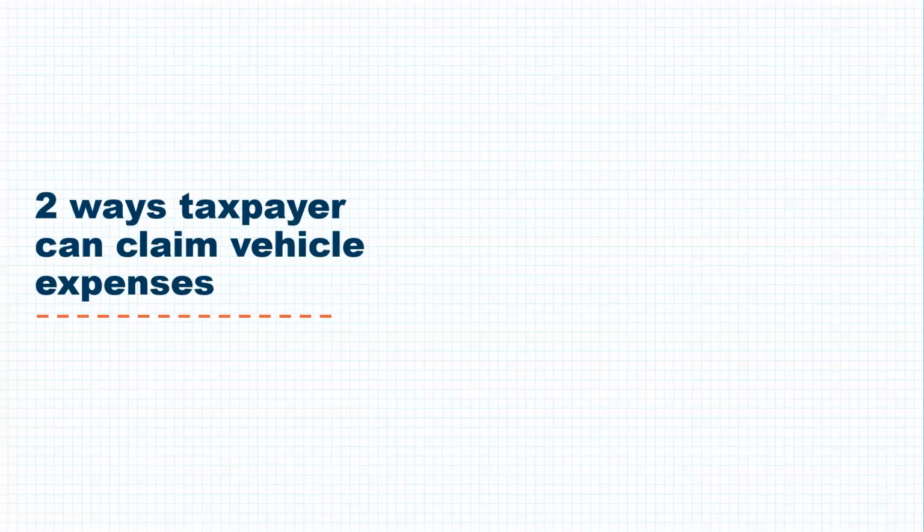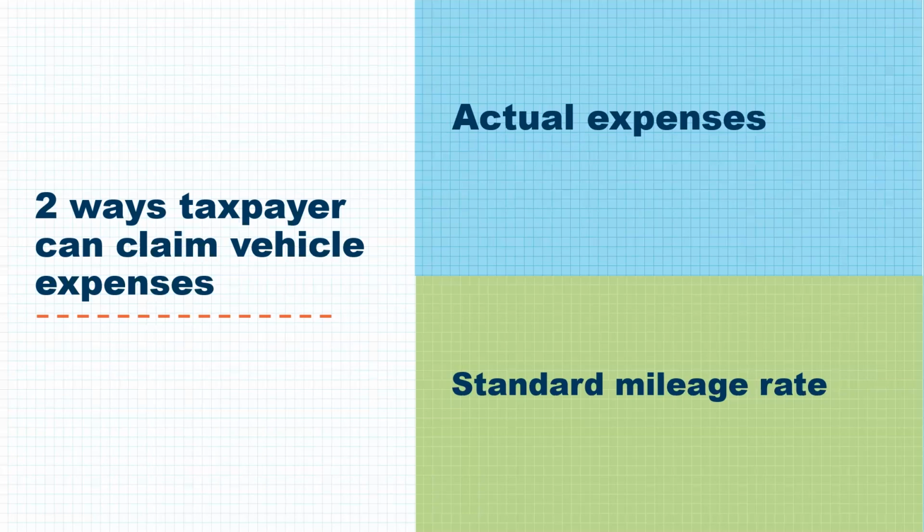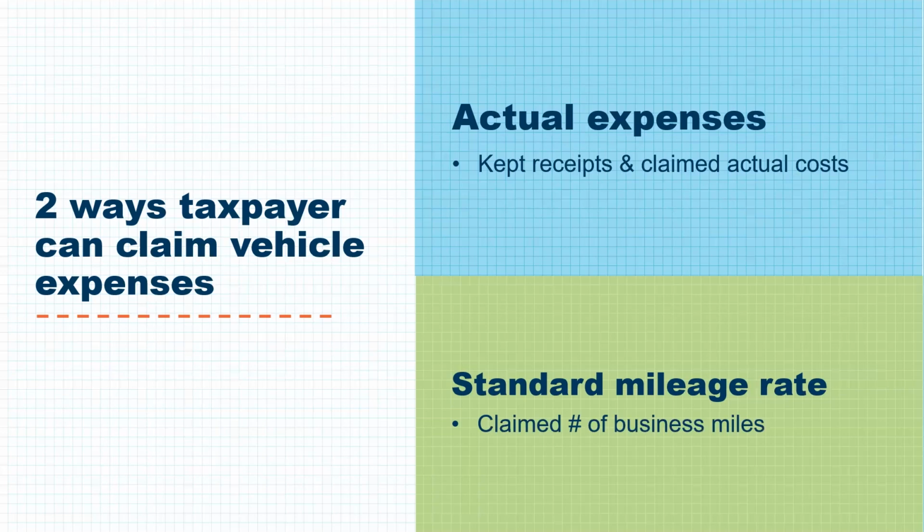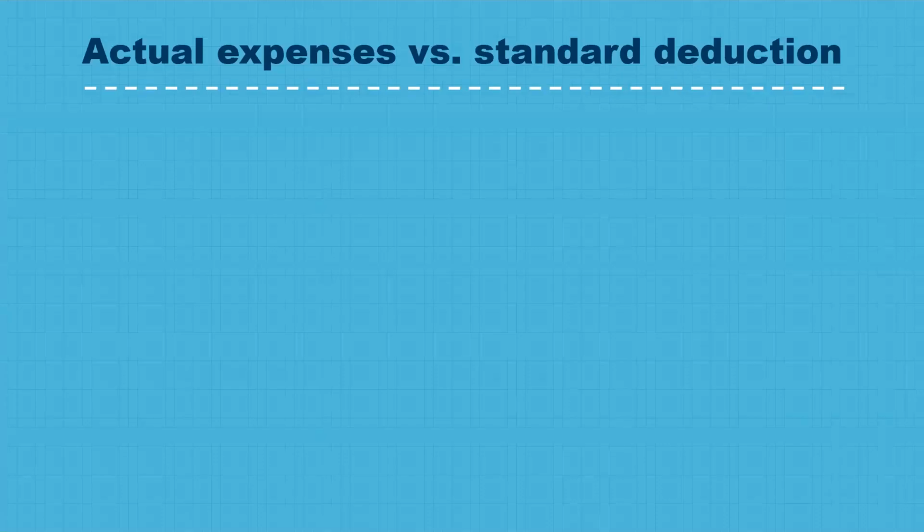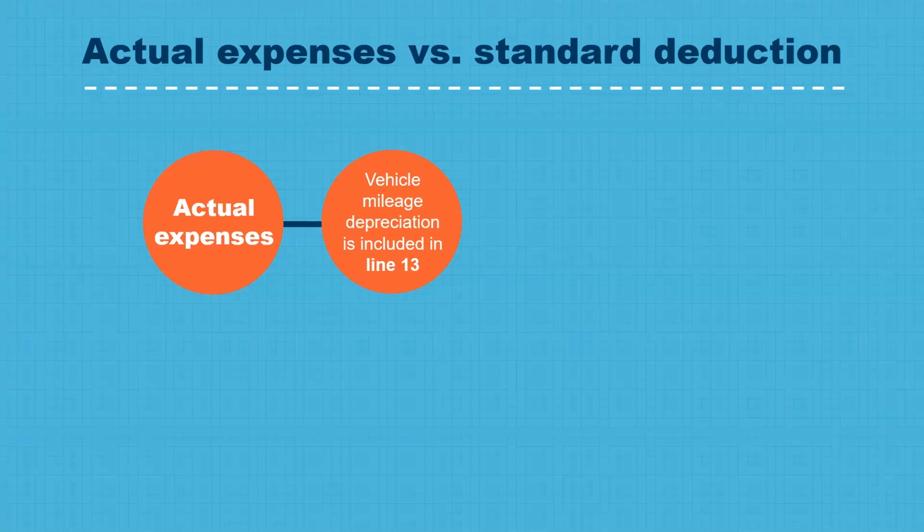Did our borrower claim actual expenses or use standard mileage rate? When the business owner first places a vehicle into use for business purposes, they make this choice. Are they going to use actual expenses, where they keep the receipts throughout the year and claim actual costs? Or are they going to keep track of the number of business miles and use the standard mileage rate? Why is this important to us? Well, let's say that they opted to use actual expenses. Then vehicle depreciation would be included in line 13. Therefore, we would not be able to add back anything further.